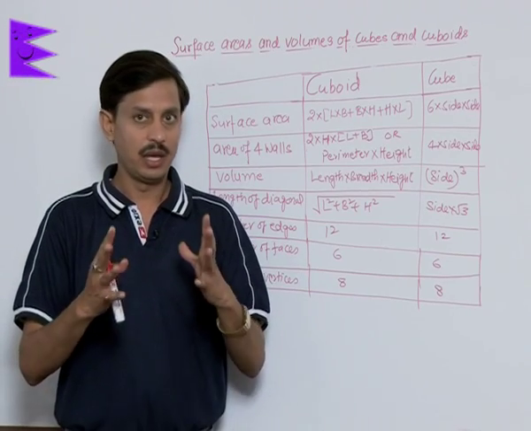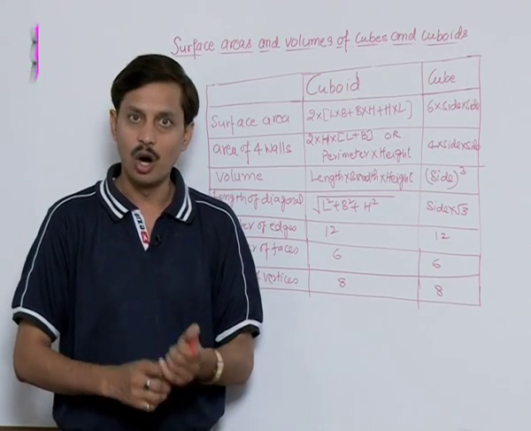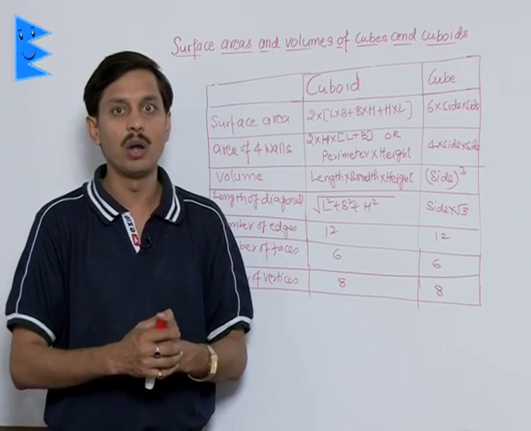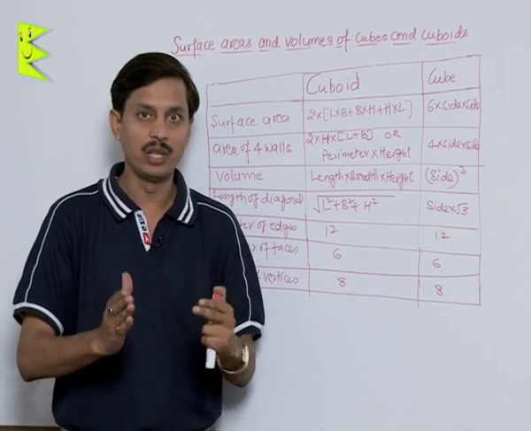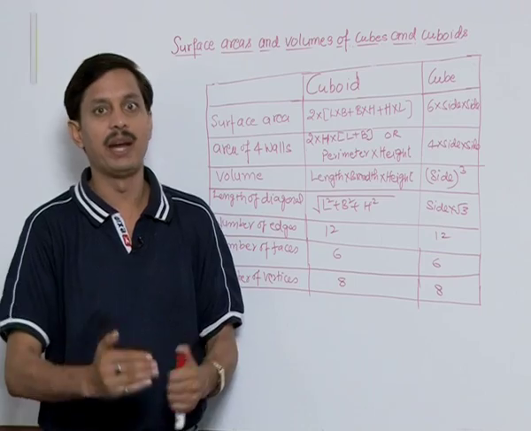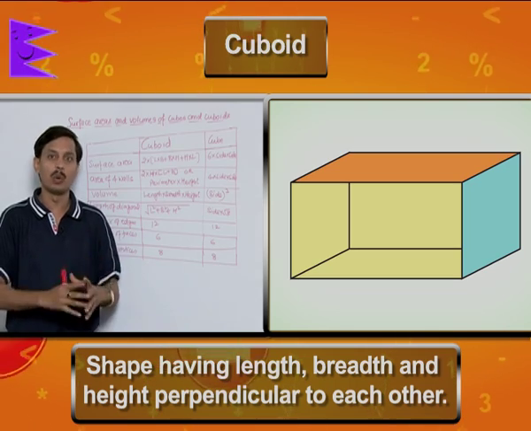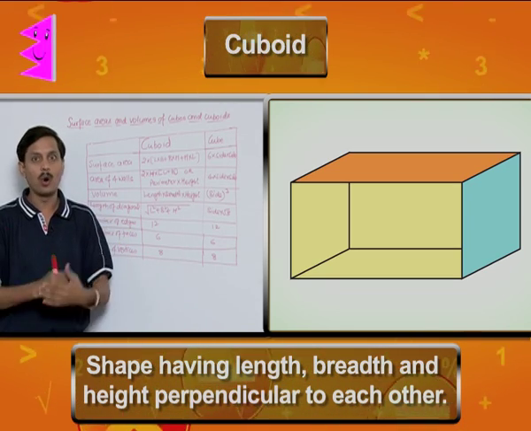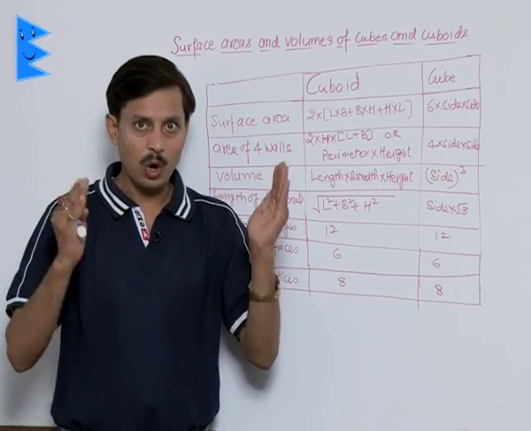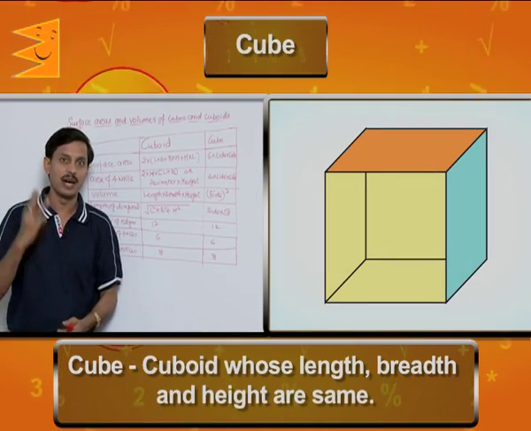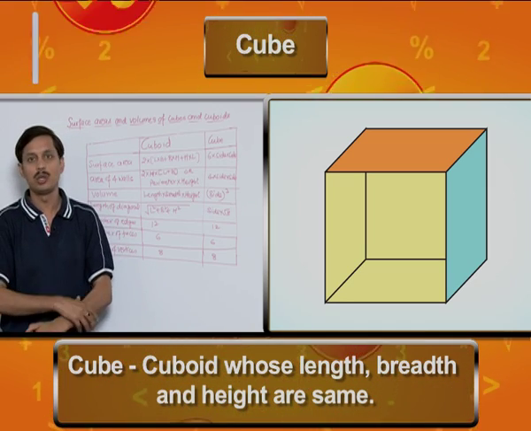In a room where you sit and study, your study hall, your dining hall, most of the objects and rooms we find are in shapes having length, breadth and height. If length, breadth and height are perpendicular to each other, then the shape so formed is known as a cuboid. What is a cube? If all dimensions, that is length, breadth and height, of a cuboid are the same, such a cuboid is known as a cube.